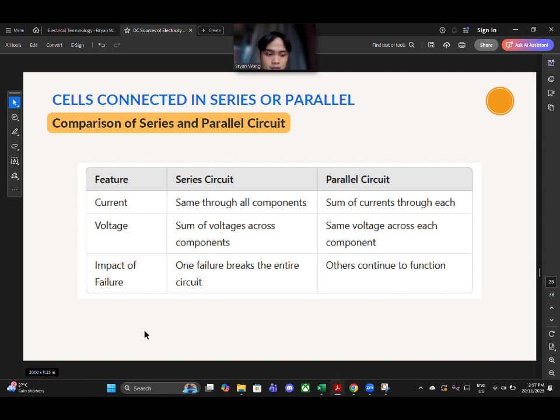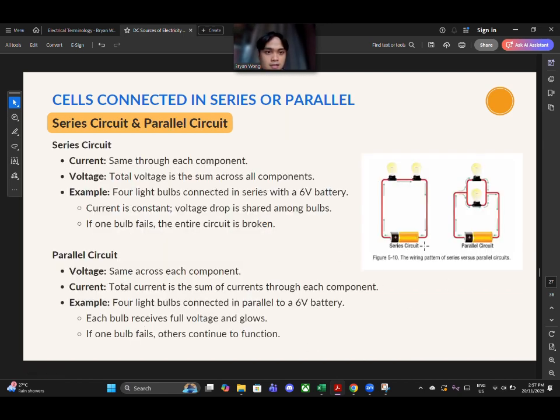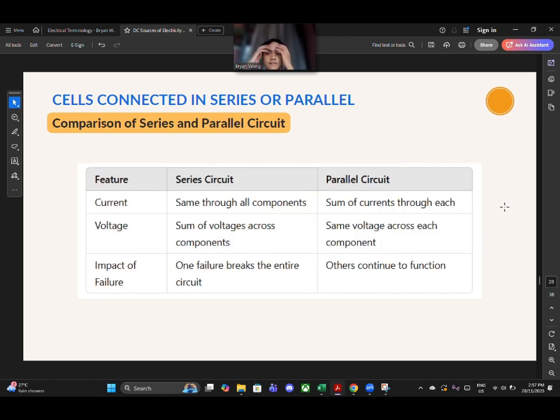Based on this diagram, this shows a series circuit arrangement. This is a parallel circuit arrangement. Now let me explain the comparison of series and parallel circuits.